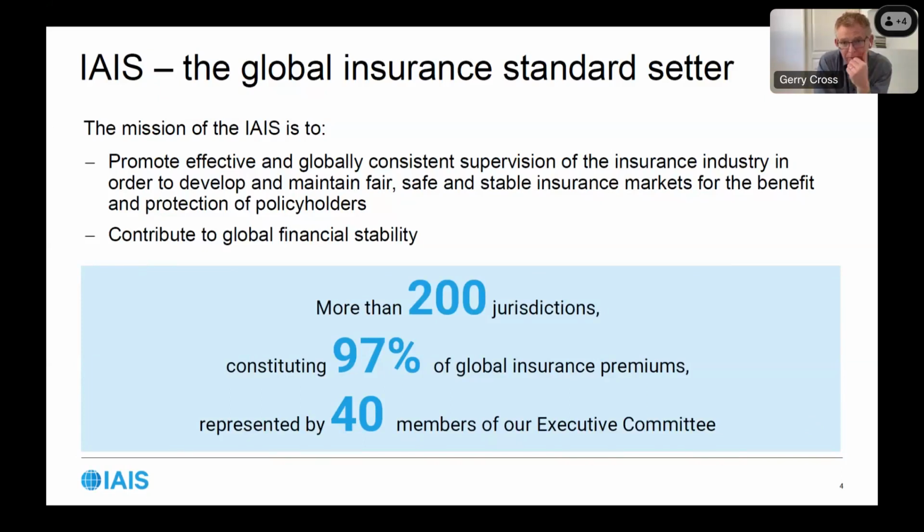There we are, back. So perhaps what I'd like to do is to begin, maybe just set a little bit of context around the consultation, maybe starting for those of you who are not familiar with the IAIS itself, the International Association of Insurance Supervisors. We are the global insurance standard setter with insurance supervisor members from more than 200 jurisdictions, and in total that covers around 97% of global insurance premiums. The mission is a very straightforward one: to promote effective and globally consistent supervision of the insurance industry, to develop and maintain fair, safe and stable insurance markets for the benefit and protection of policyholders, and to contribute to global financial stability, all aspects of which are critical in the current context of challenging global economic conditions.